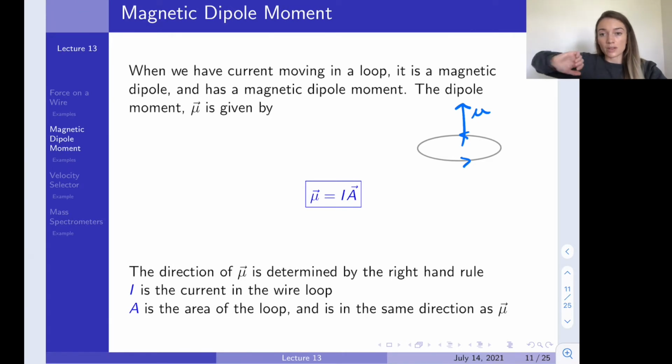If the current was going the other way, you would turn your hand in the direction of the current going the other way, and then your thumb would be pointing downward. So that's how we figure out the direction of the magnetic moment: by turning your hand in the direction of the current, and your thumb will point in the direction of the magnetic moment. And this is true for any shaped magnetic dipole. We're going to be seeing circular ones a lot. So in the case of a circular wire loop, this area would just be the area of a circle.